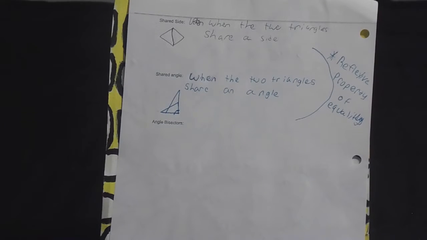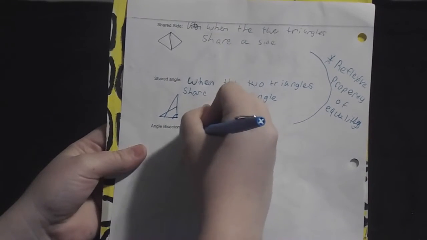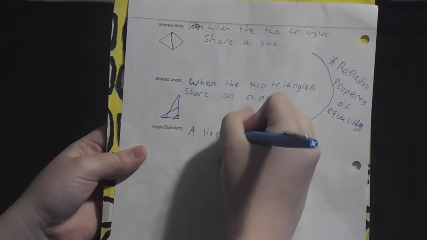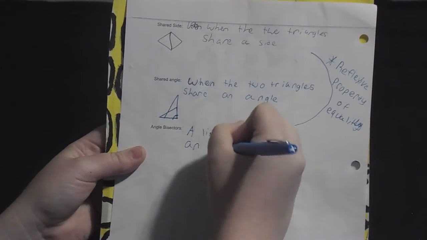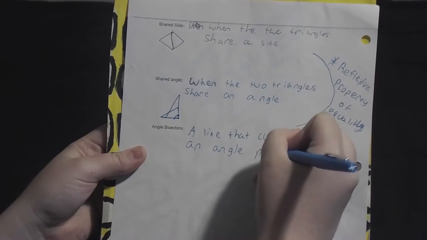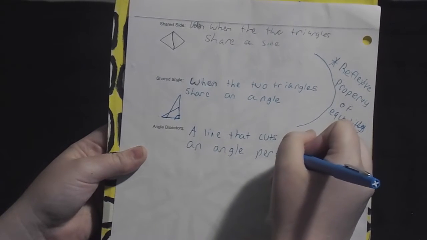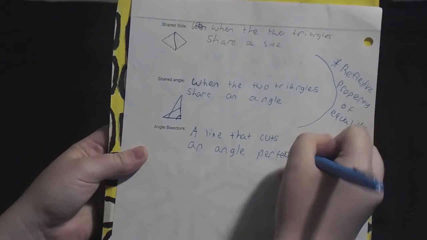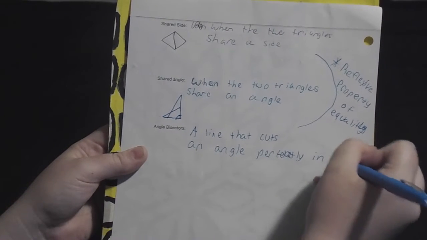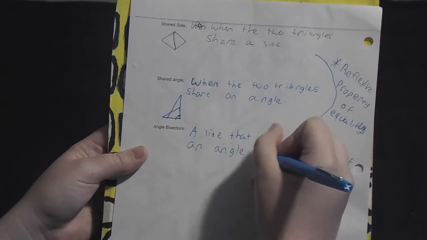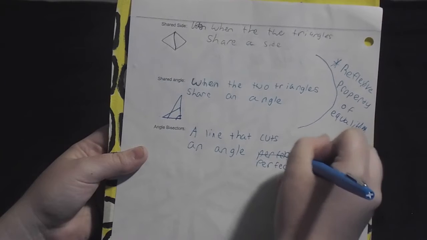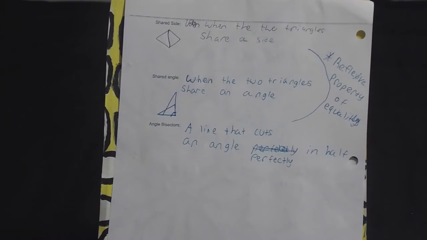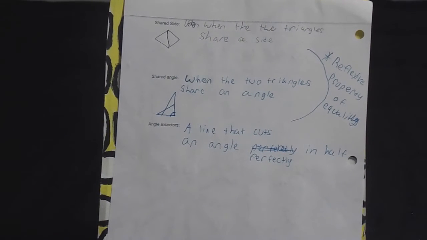Okay? And then finally, angle bisector. An angle bisector is a line that cuts an angle perfectly in half. It's a line that cuts an angle perfectly in half.